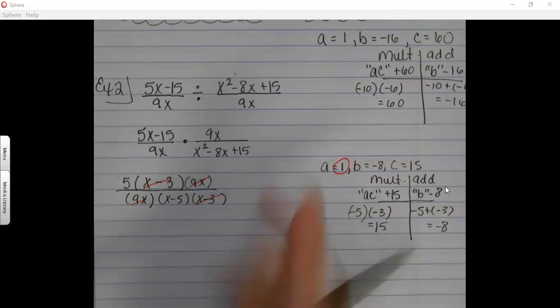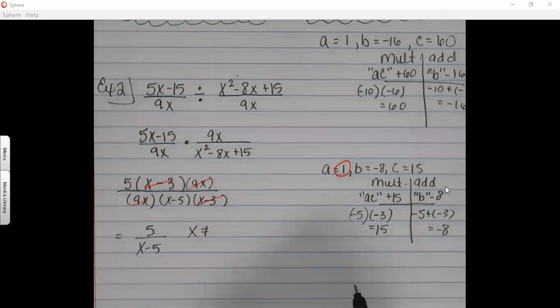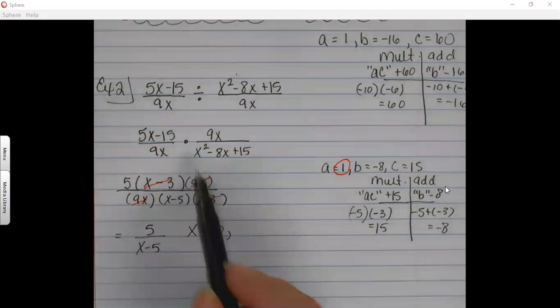x cannot equal... What we said from the get-go, we had 9x in the denominator for both fractions, so we said x can't equal 0 from that. And then when we did keep, change, flip, we ended up with x squared minus 8x plus 15. Well, that factored to x minus 5 times x minus 3. So we are going to get restrictions from that as well. x cannot equal what? 0, 5, or 3.